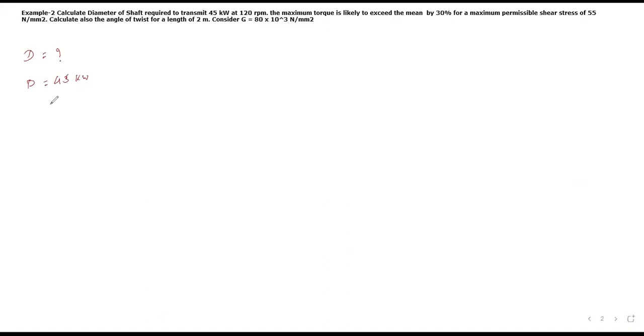At 120 RPM in this data, n is given in revolutions per minute, so we need not convert anything. 120 RPM. Maximum torque is likely to exceed the mean by 30%. We will need it later on. For a permissible shear stress, tau is given, 55 newton per meter square.